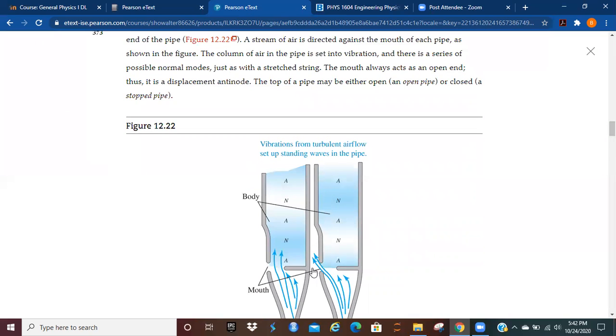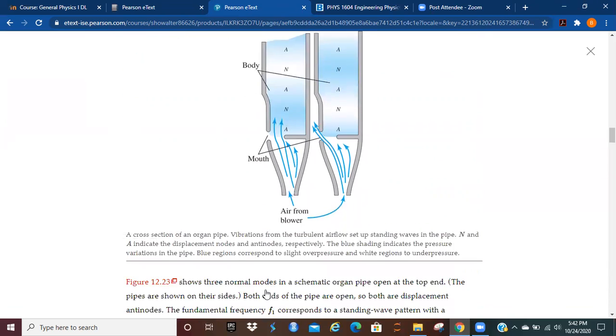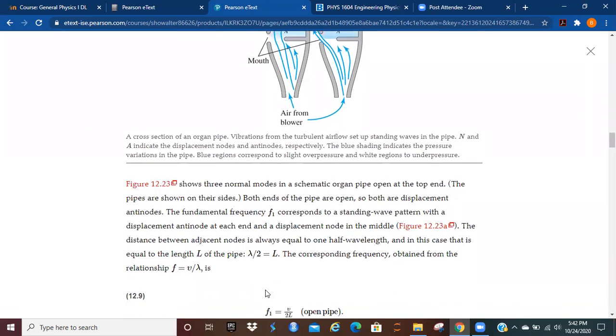So you can see that here. The column of air in the pipe is set into vibration. There is a series of possible normal modes, just as with a stretched string. The mouth always acts as an open end, thus it is a displacement antinode, which you can see right there. The top of the pipe may be either open or closed, an open pipe or a stopped pipe. If it's open, then you would see an antinode there. If it were closed, obviously it would be a node.